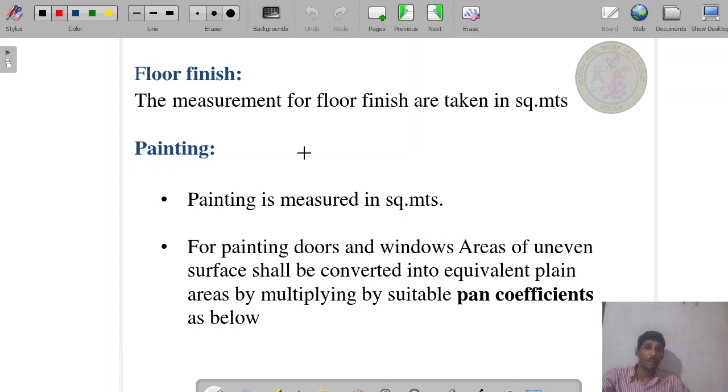Next, painting. Painting is measured in meter square. Painting is generally measured in meter square or square meter.